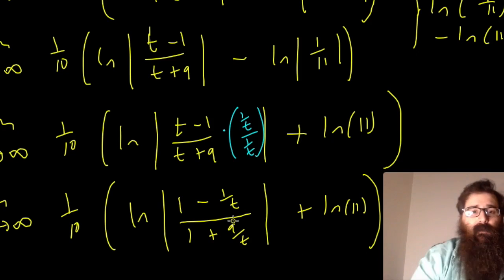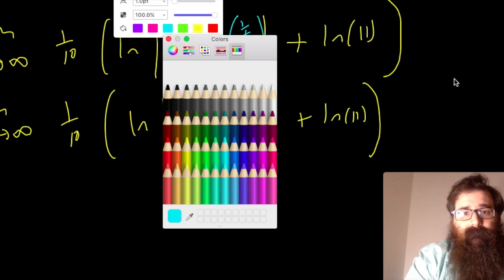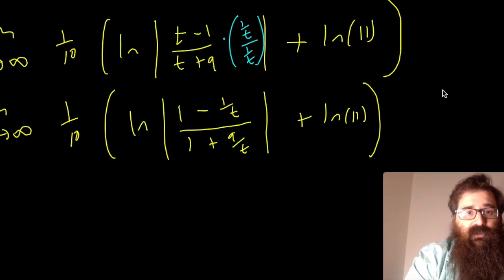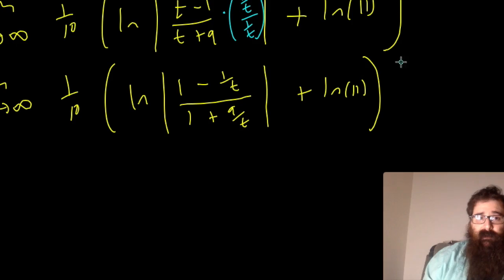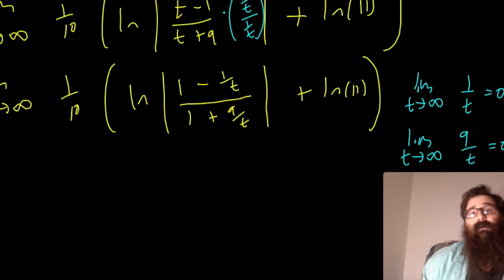Now I can talk about the limit as t goes to infinity. I can show work over here in the margin. We'll say the limit as t goes to infinity of 1 over t. Here as t grows without bound, 1 over t heads to 0. And then same, of course, the limit as t goes to infinity of 9 divided by t also goes to 0.